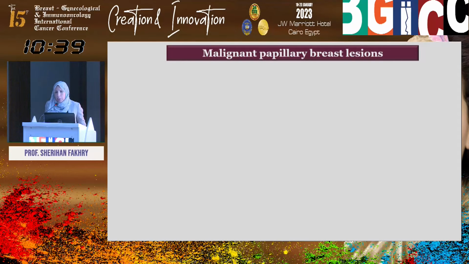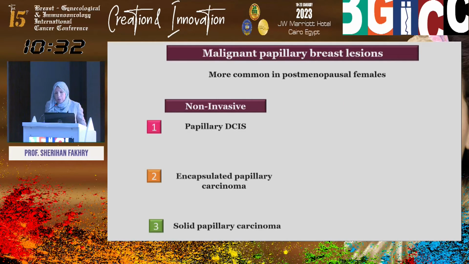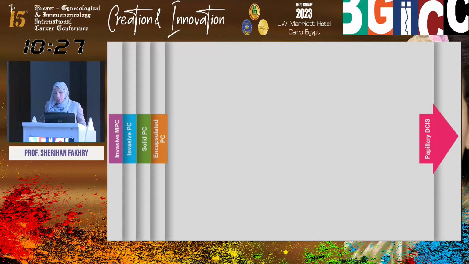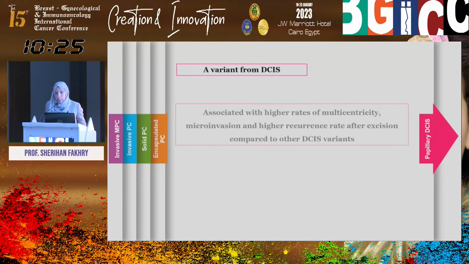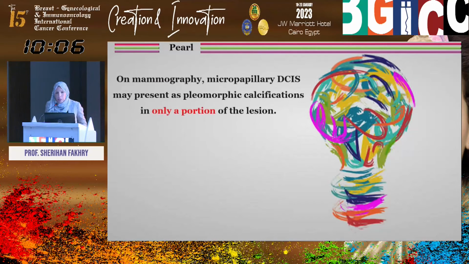Concerning the malignant papillary breast lesions, they are more common in postmenopausal females, and they are either categorized into non-invasive or invasive. Starting with papillary DCIS, it is a variant of DCIS, yet associated with higher rates of multicentricity and microinvasion and higher recurrence after excision. The extensive ductal spread and the underestimation of the non-calcified part of the DCIS may make it difficult to obtain clear margin on excision.